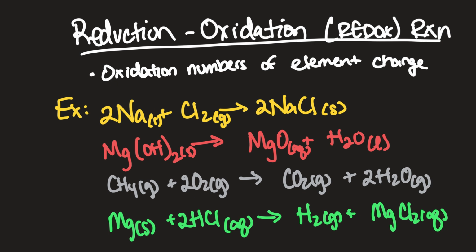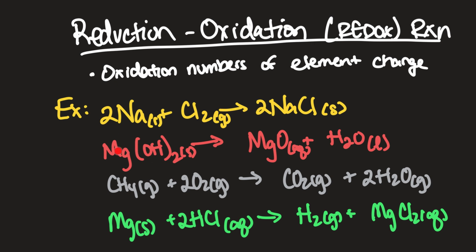So here are just some examples. We have sodium solid plus chlorine gas to make sodium chloride. This is oftentimes called a synthesis reaction because you have two smaller parts synthesizing to make a larger product. But overall, this is a redox reaction.